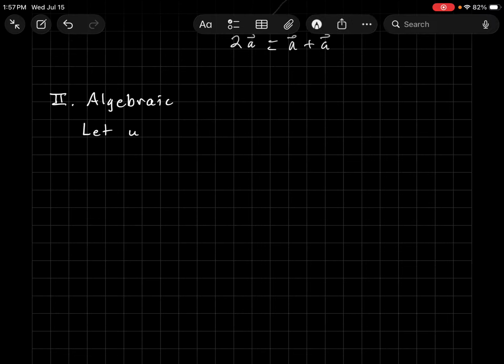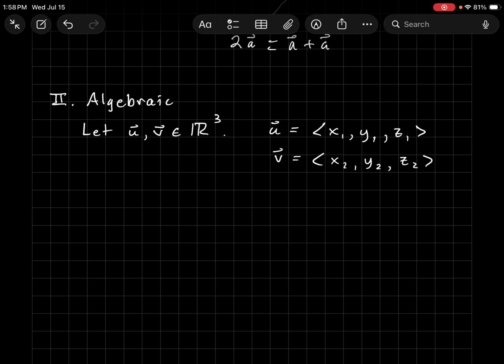So let us have two vectors, we'll call them u and v, and they're in three-dimensional space. That's what it means. u and v are elements of three-dimensional space. And we'll define u to equal the vector <x1, y1, z1>, vector notation. And v is going to be the vector <x2, y2, z2>. So when you see these kind of hard brackets, that look like less than, greater than signs, that's one indication that we're dealing with vectors.